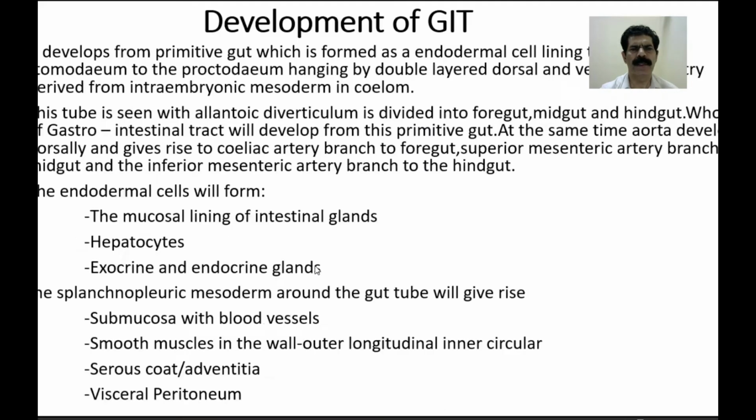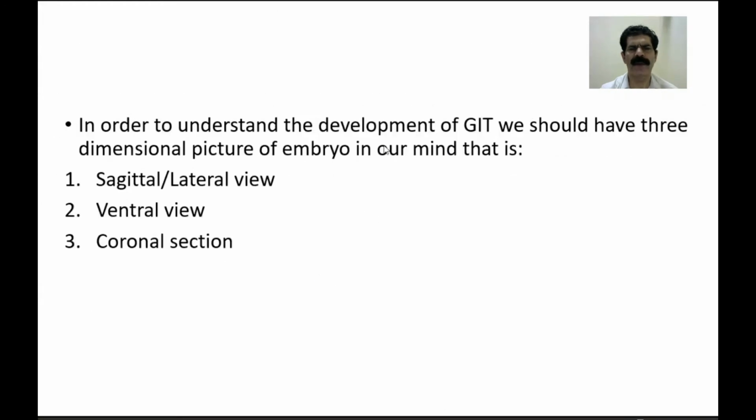So in order to understand the whole development of the GIT, we have to take a three-dimensional picture of the embryo. First is the sagittal view or the lateral view. One is the ventral or the inferior view. Other is the coronal section. Then we can understand the development of the various parts of the GIT. So a three-dimensional picture should be in your mind before going into the development.